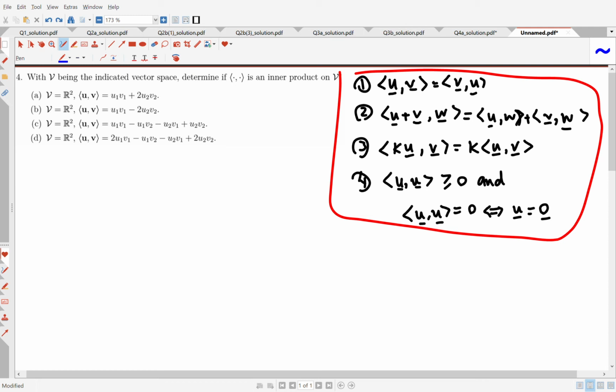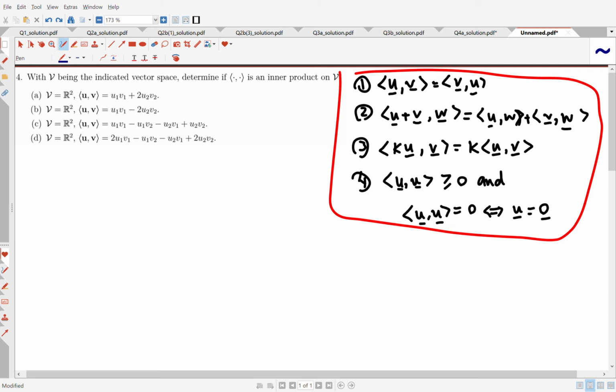Okay, now let's do part B. For part A, what I did was I tried to prove it blindly. I just brute forced it: 1, 2, 3, 4, check whether they're all true or whether I can find any mistake. But what I usually do is I try to guess whether it is an inner product or not by using my imagination. I hope you can follow me.